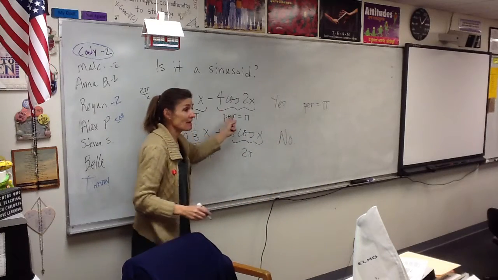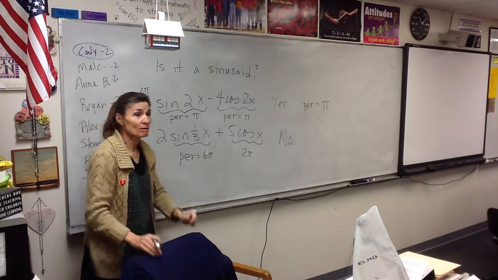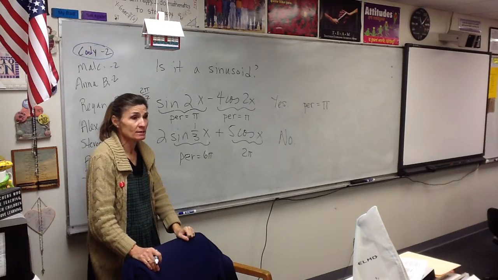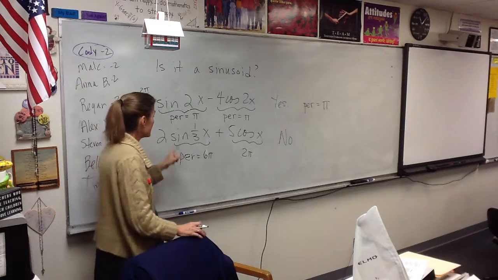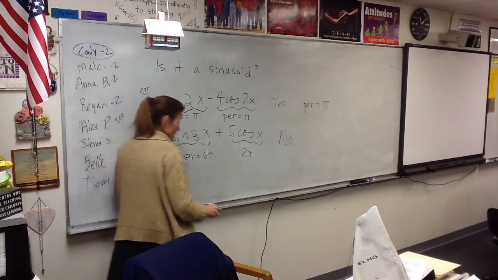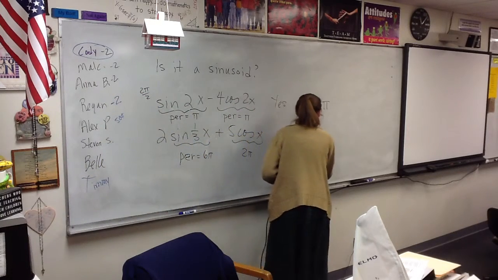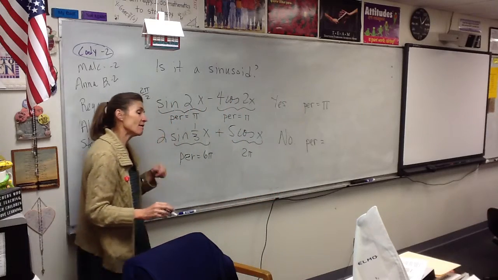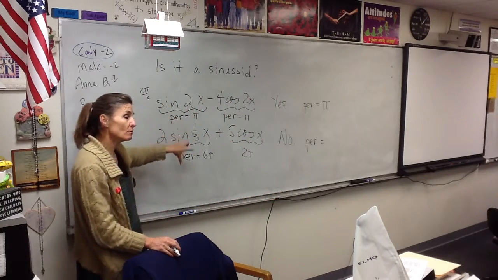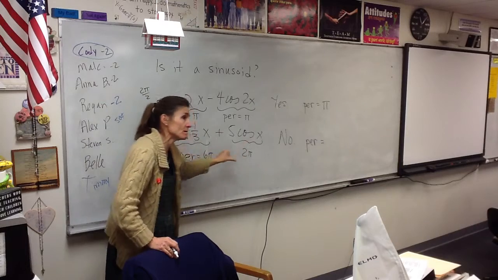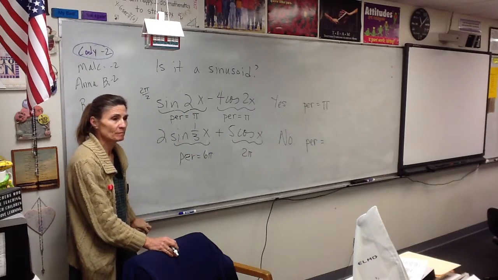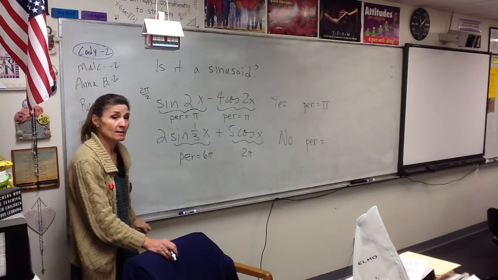Because if you add two things that repeat every pi units, the sum is going to repeat every pi units. That's easy. This is not a sinusoid, but it is periodic. It will repeat. Does anybody have an idea about what the period of the sum here would be, this whole problem? Any idea when it would repeat? 12 pi. No, but that's a great guess, Harry.